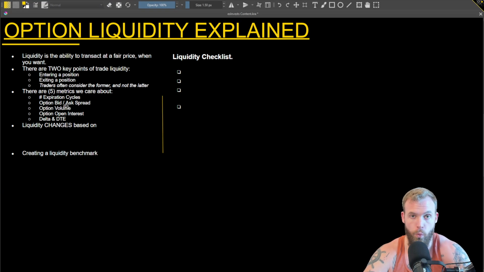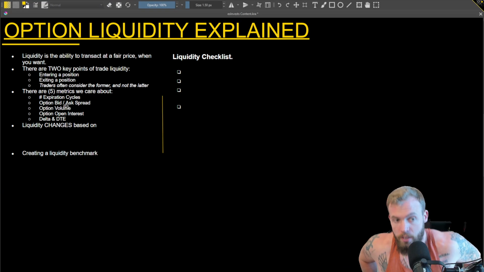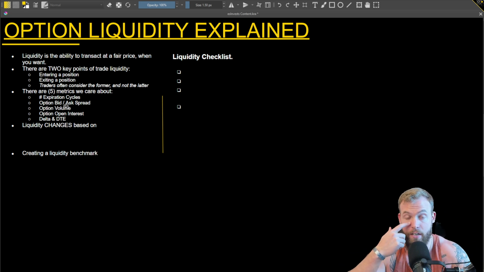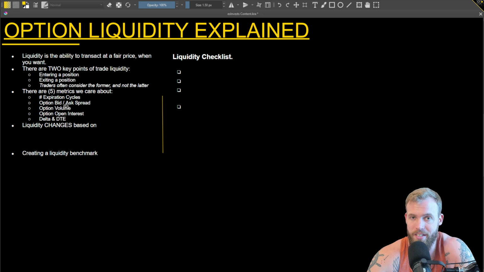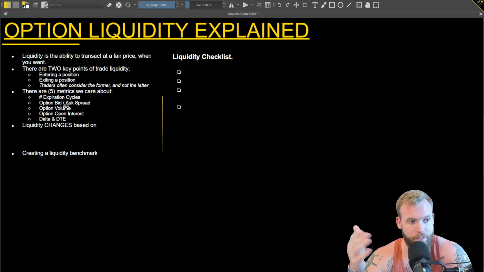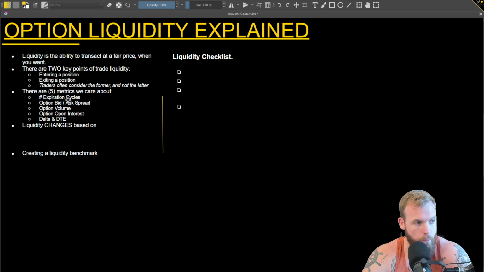Does it have weekly expiration cycles? And if so, it's probably slightly more liquid. And for me, that's a primary filter I use just because it's easier. You can look, it's about 550 products that will have weekly expiration cycles, and they're typically more liquid than those that don't. We care a lot about the bid-ask spread, which we're going to talk a lot about in this video.